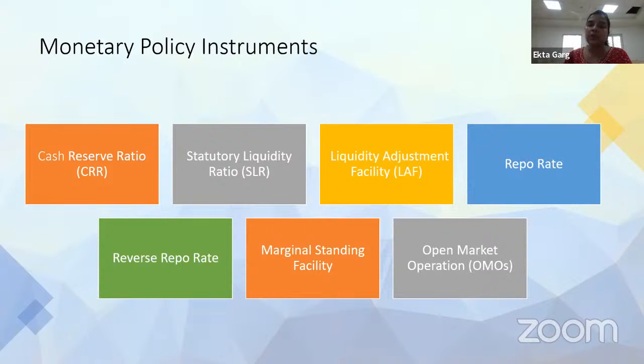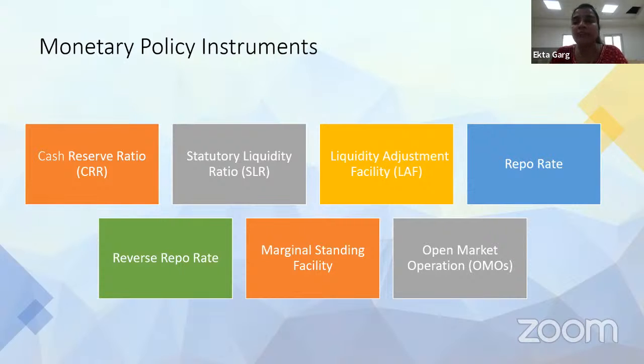Similarly, we have the statutory liquidity ratio. Statutory means legally, so banks are legally bound to keep a certain proportion of net demand and time liabilities. Now it has to be in liquid form, for example cash, liquid assets, something which is very liquid. So banks have to keep a share of NDTL, net demand and time liability, in safe and liquid assets like government securities, cash and gold. And changes in these ratios will affect the funds available in the economy.